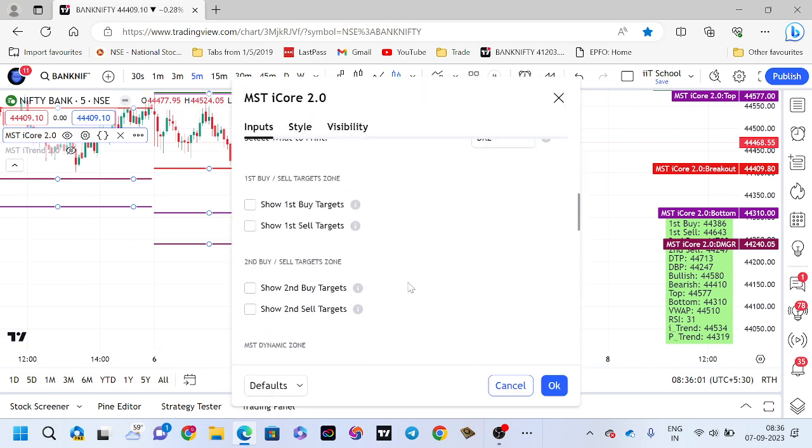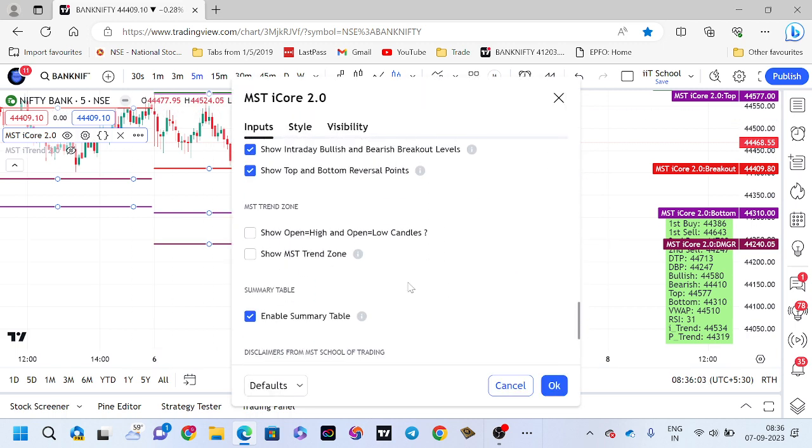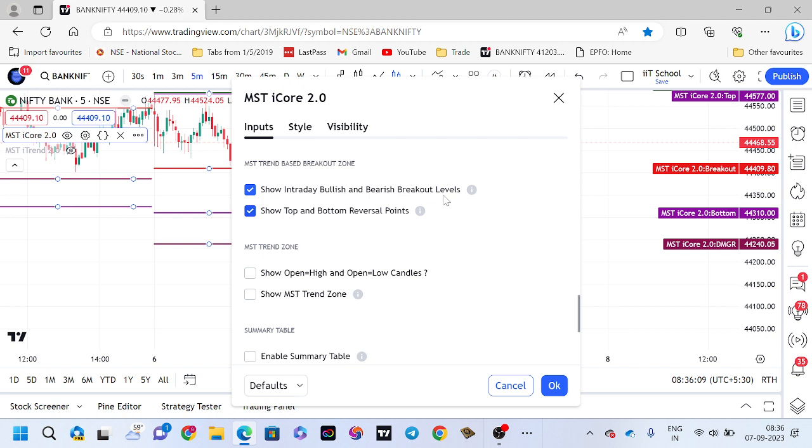So now in today's video we have learned how to trade using bullish and bearish breakout levels. Okay, if the green line is broken, we will be in a buy. If the red line is broken, we will be in a sell. That's all, no other things.